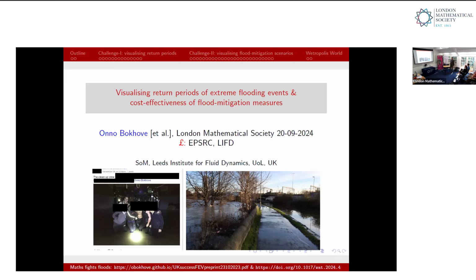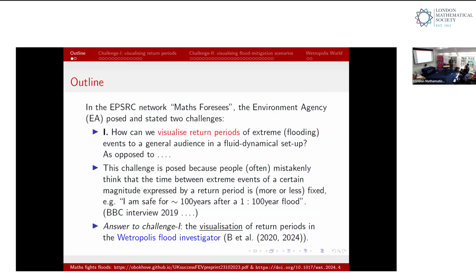So I'm going to talk about flooding, in particular two aspects of visualization in flooding, and it's really outreach and policy. That's why you see floods. You might recognize me on the left. I led for a couple of years an EPSRC network called Maths for Seas. It brought together applied mathematicians, statisticians, and professionals who forecast extreme events, the Met Office, the Environment Agency, and the Environment Agency posed two challenges during that network.